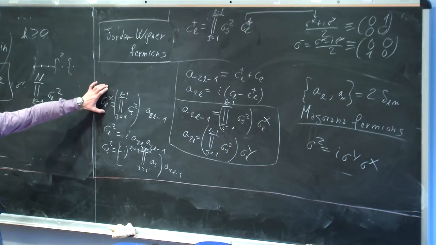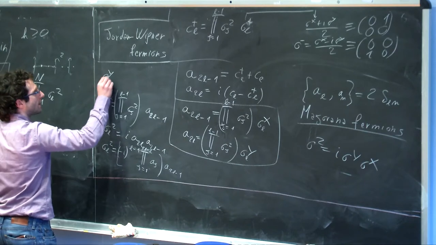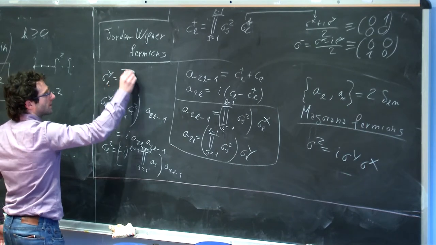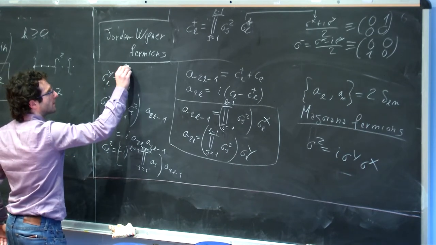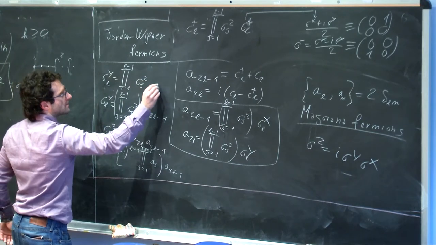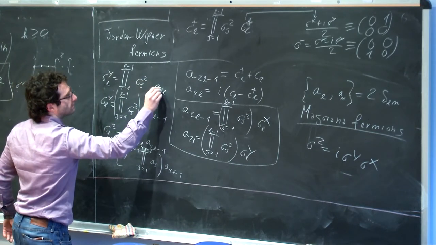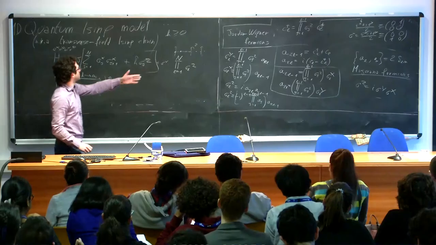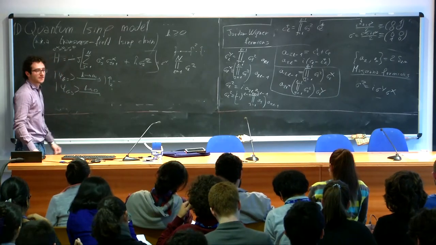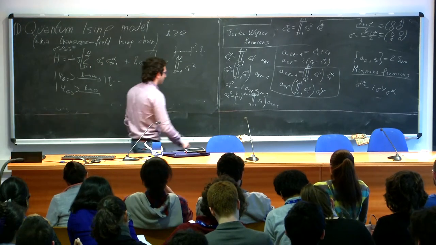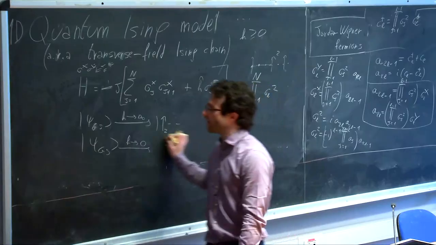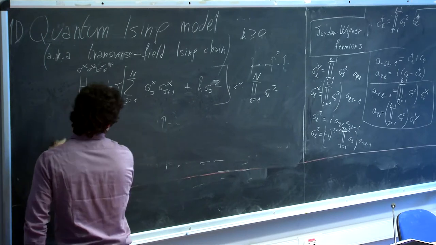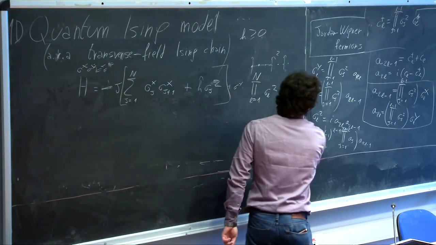Anyway, so we have sigma x, and sigma y is equal to, again, the string times now A_{2L}. So we plug this expression into the Hamiltonian of the Ising model and see what happens. I just write the result. You can do the substitution.